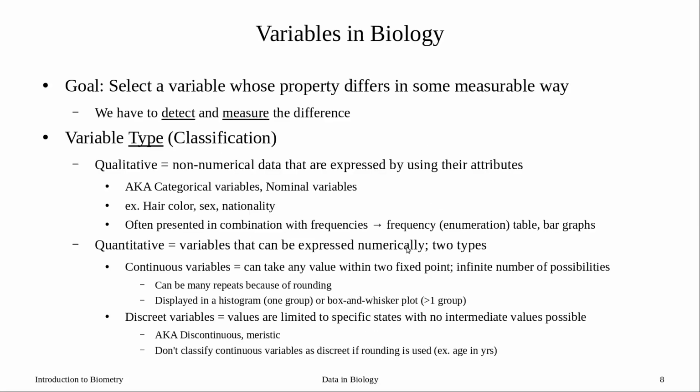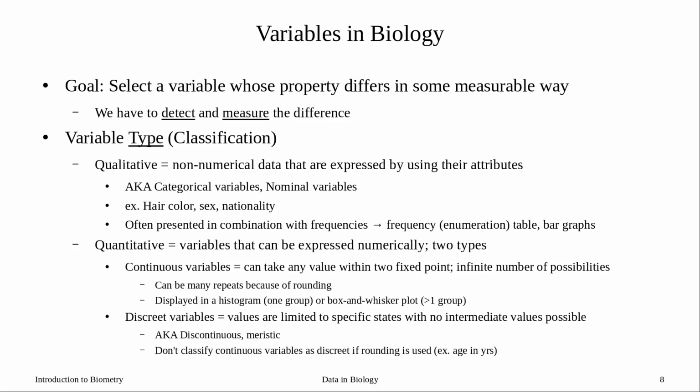Alright, so now that we kind of understand samples and populations, we can move on to the individual variables. Why worry about variables to begin with? Well, the variable number and the variable type determine what type of statistics we can perform. When doing science, our goal is always to select a variable whose property varies or differs in some measurable way. We need to be able to detect and measure that difference if we're going to have a successful research project.